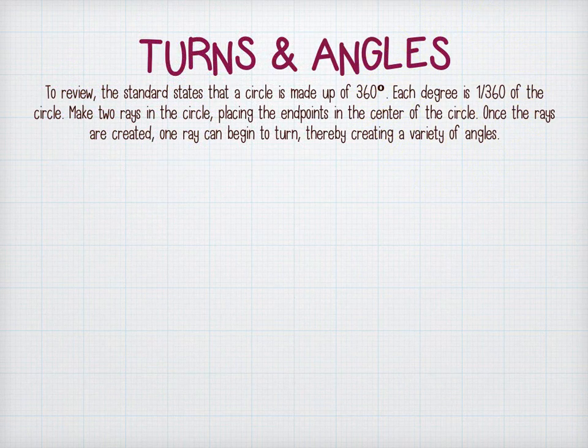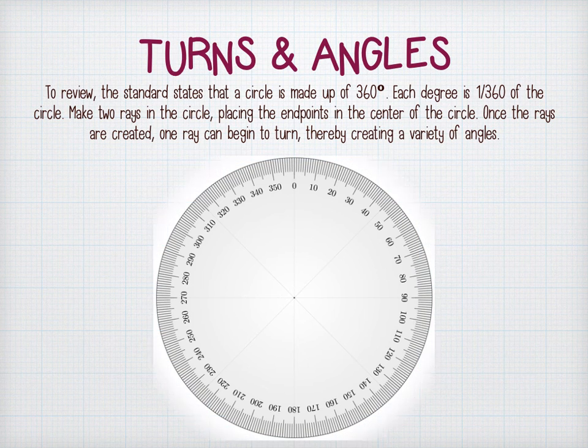Turns and angles. To review, the standard states that a circle is made up of 360 degrees. Each degree is 1/360th of the circle. Make two rays in the circle, placing the endpoints in the center of the circle. Once the rays are created, one ray can begin to turn, thereby creating a variety of angles.